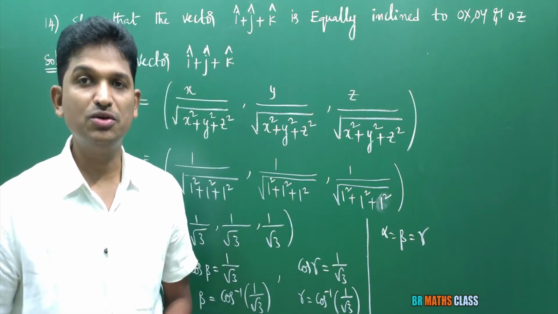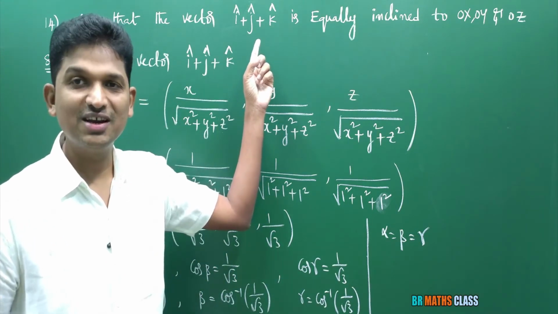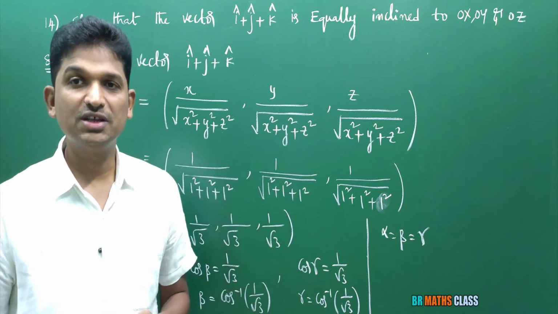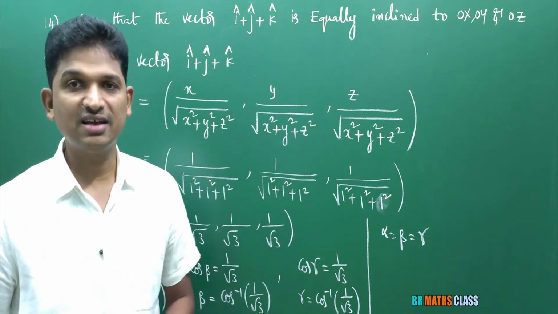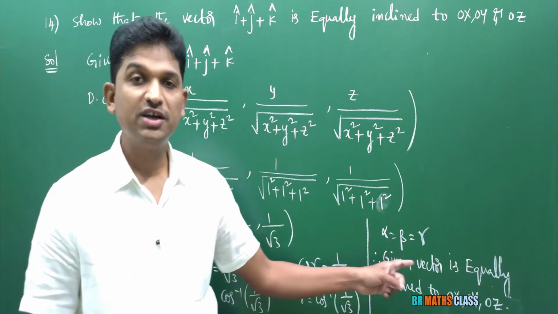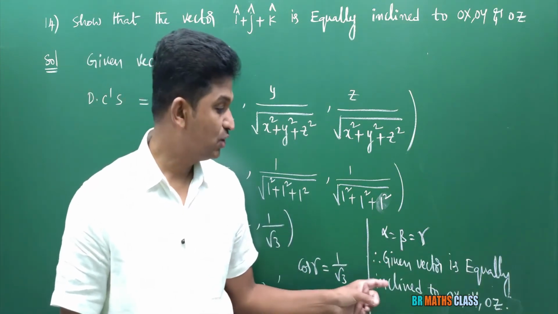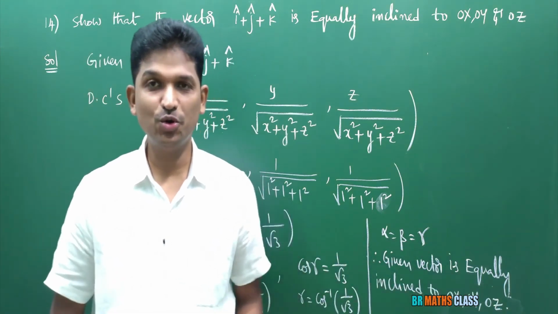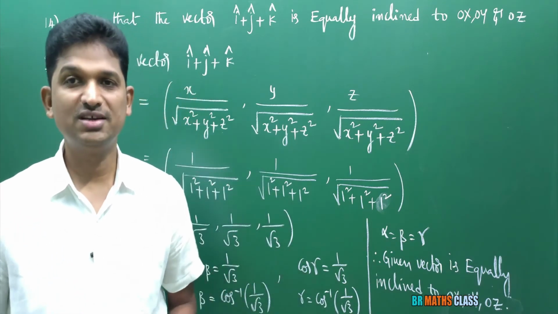That means what it concludes? It concludes that a given vector makes equal angles with the x-axis, y-axis, z-axis. So therefore, given vector is equally inclined to OX, OY, OZ. I hope you understand this.